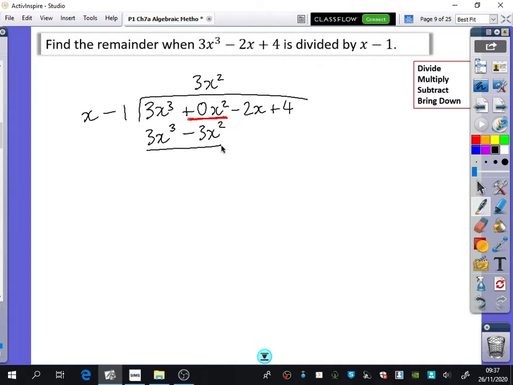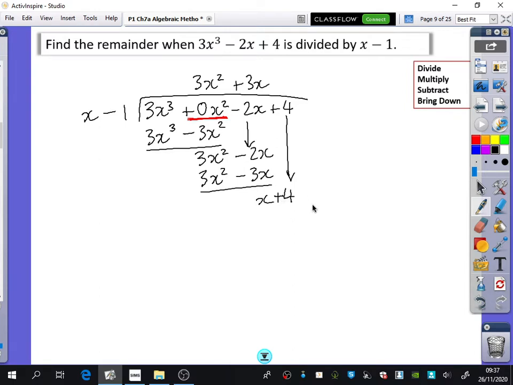And then you're going to do your subtraction really carefully. What's the result of the subtraction? Good, it's 3x squared because you're minusing a minus, so you get 3x squared. And then you pull down that minus 2x, so you've got 3x squared minus 2x. And you're going to divide that by x, so you get 3x. And it's a positive 3x. So then I'll multiply, and I get 3x squared minus 3x. Good, it's x, because minus 2 minus minus 3 is just x. And then I'm going to pull down the 4, a plus 4, sorry.